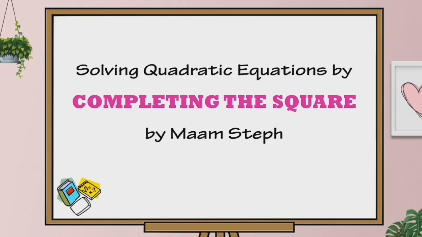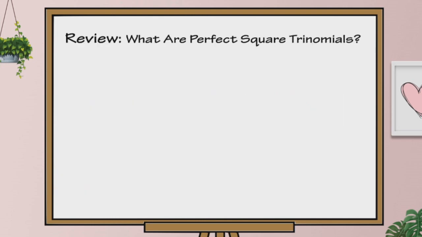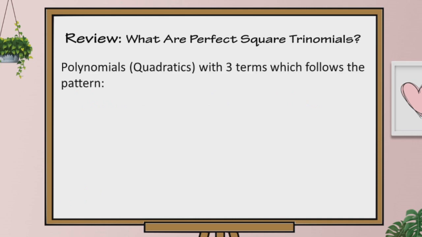So, solving quadratic equations by completing the square. This is now the third method that we're going to discuss. So let's first have a review of what perfect square trinomials are. Perfect square trinomials are polynomials or quadratics with three terms which follow this pattern. We have the first term, x squared, which is a perfect square, plus or minus 2xy, plus y squared. This means that the third term should always be positive, unlike the second term, which can be positive or negative.